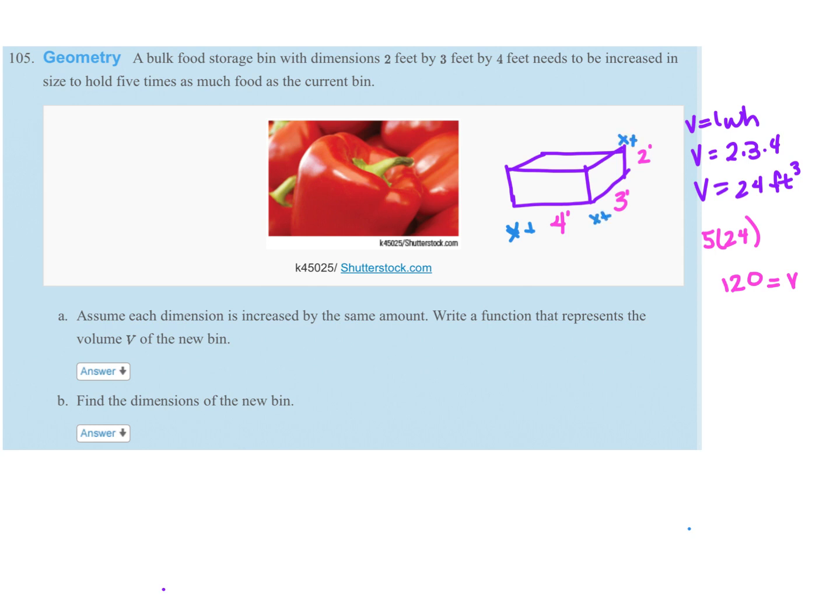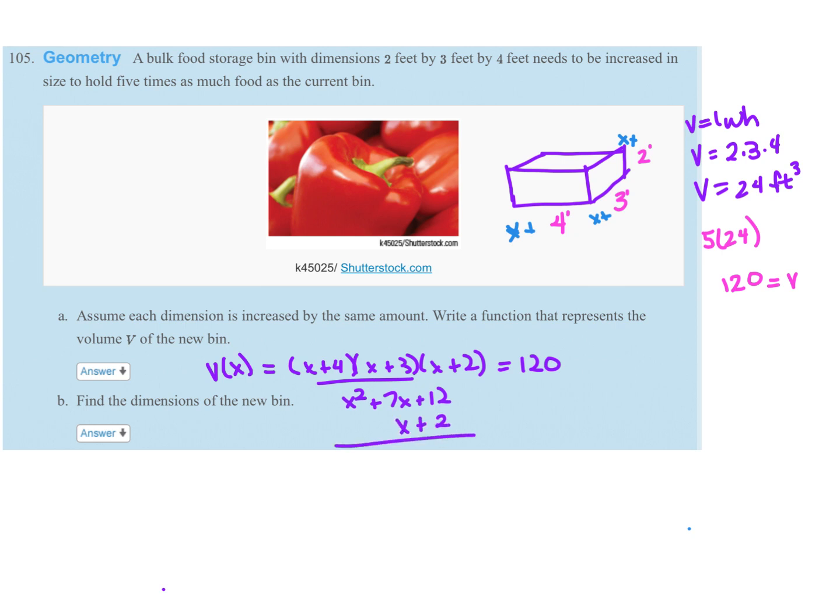Okay, so we can say volume of x is going to be x plus 4 times x plus 3 times x plus 2, and that's going to equal 120. So we can go ahead and multiply this through. So the first two terms will be x squared plus 7x plus 12. And then we're going to multiply by x plus 2.